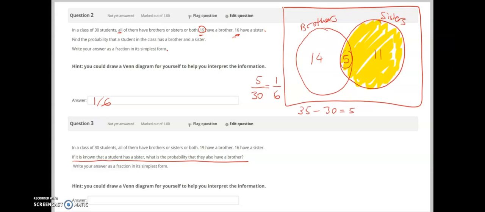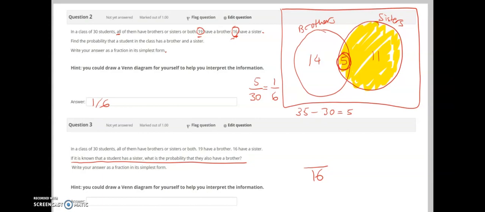So the answer will be out of 16, because that's the number of students who have a sister. So if it's known that they have a sister, and 16 of them are known to have a sister, now the number at the top, the numerator, will link to the second part, which is what's the probability that they also have a brother. So out of these who have a sister, which is the 16, 5 of them have a brother as well. So that is 5 out of 16.